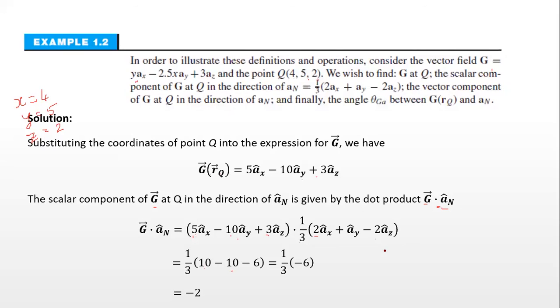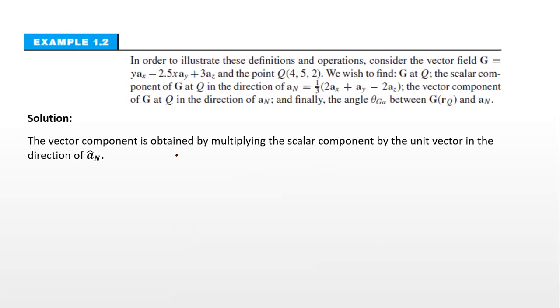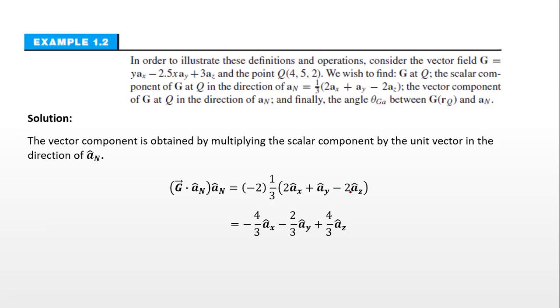Now the next question is to find the vector component of G in the direction of an. If you want to find the vector component, you need to multiply the scalar component with an. You have already found the scalar component as minus 2. Then multiply it with an. An is this vector. What do you get? Minus 4 by 3 ax minus 2 by 3 ay plus, minus into minus plus, 4 by 3 az. You can write the final answer in decimal as minus 1.33 ax minus 0.67 ay plus 1.33 az. This is the vector component of G in the direction of an.